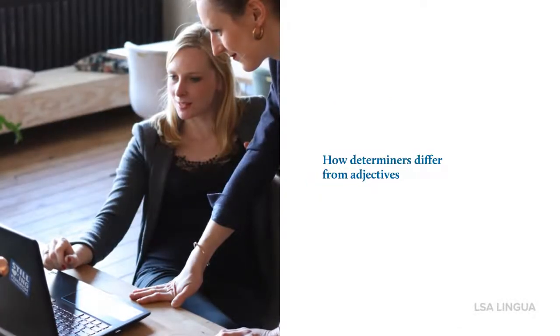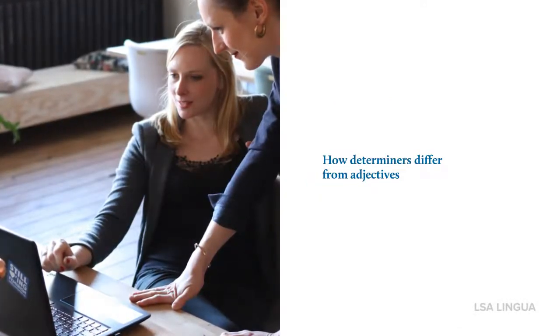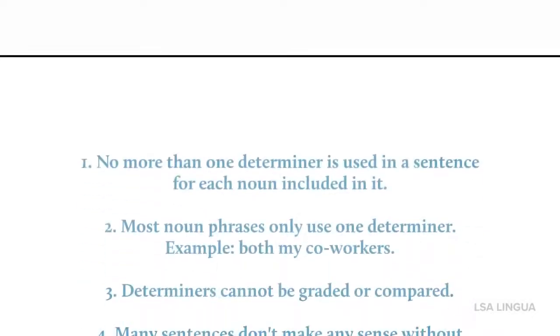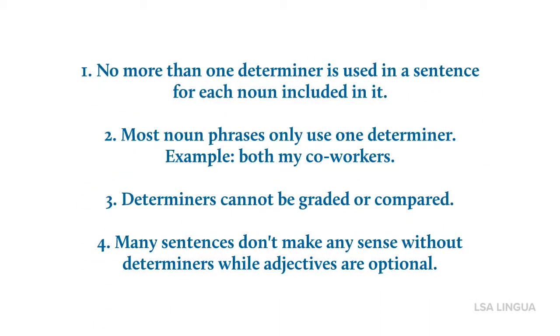So how do determiners differ from adjectives? Determiners are considered a subtype of adjectives, and they modify nouns. However, they are different from adjectives for a number of reasons. Let's zoom in on this. Determiners differ from adjectives in four ways.